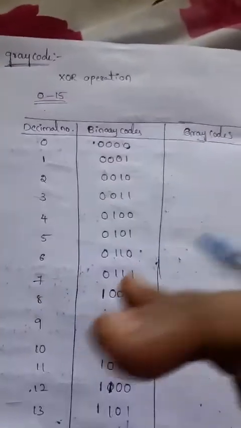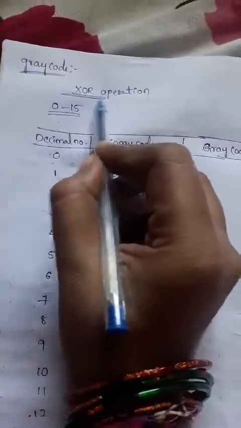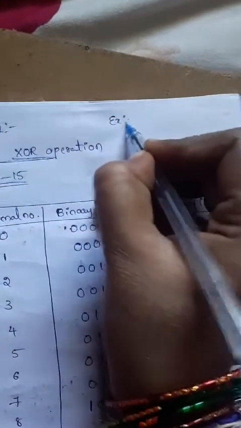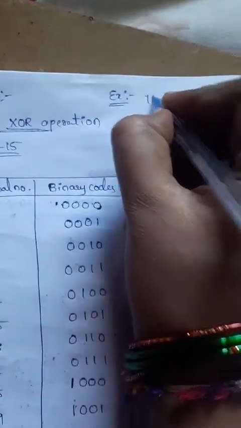Now we need to convert to gray codes. How to evaluate gray code from binary code depends completely upon the XOR operation. For example, I can choose any binary number, maybe a 5-digit code, or a 4-digit or 6-digit code. Here I can choose the binary code 10110.